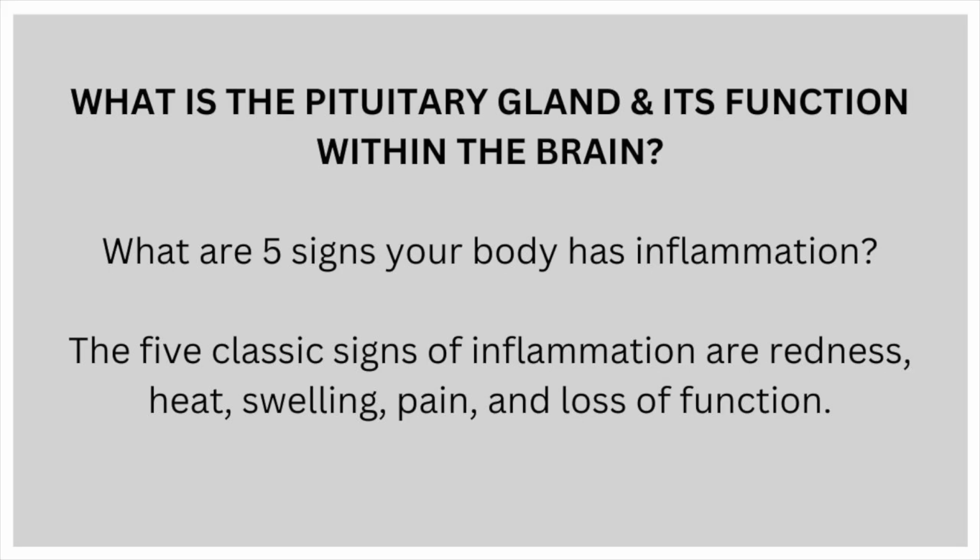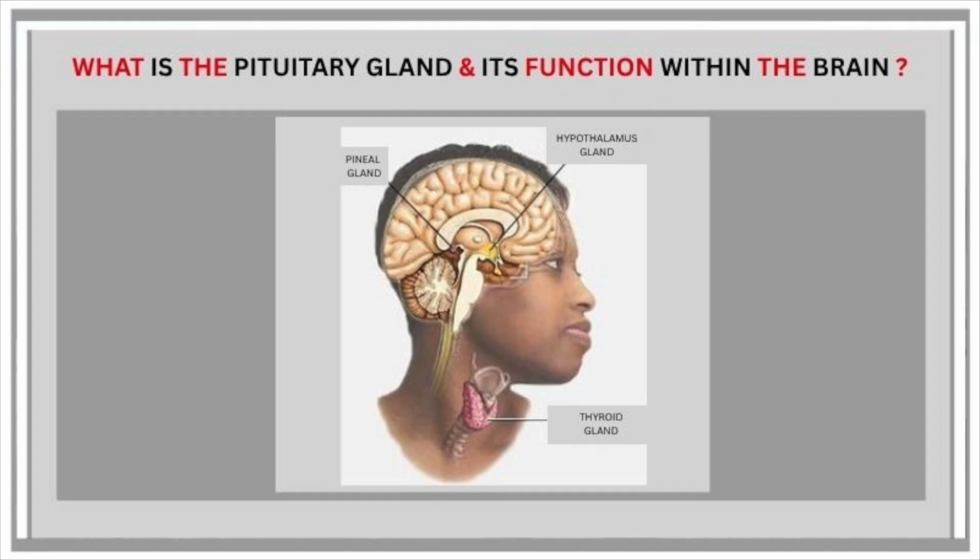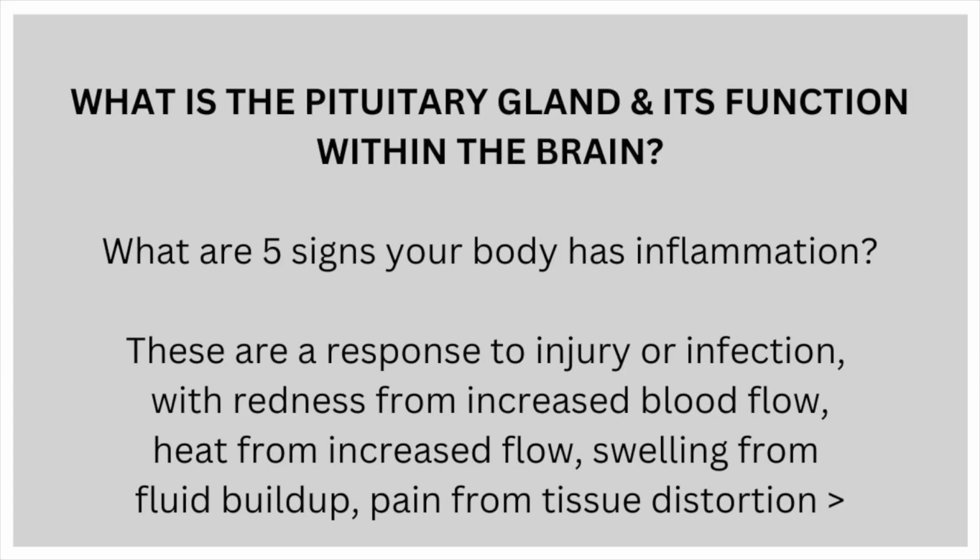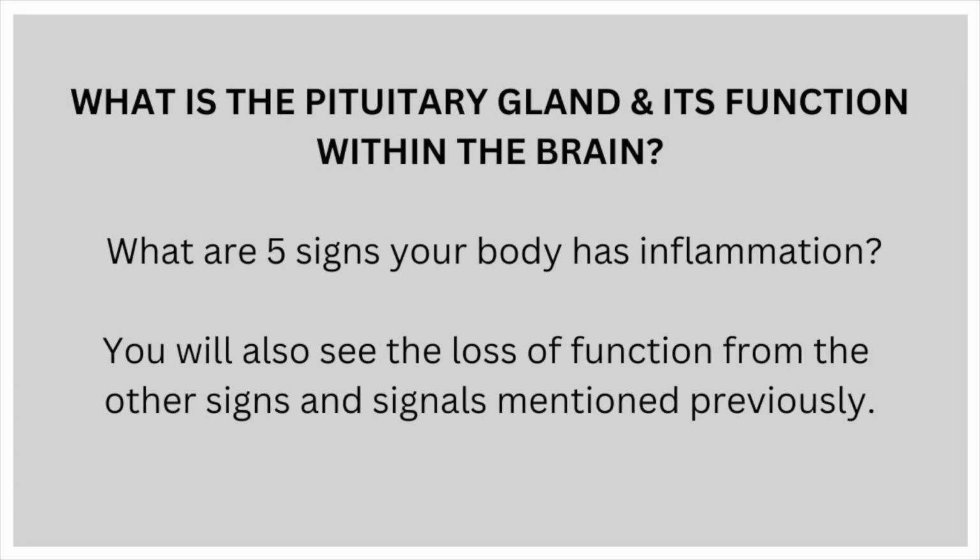What are 5 signs your body has inflammation? The 5 classic signs of inflammation are redness, heat, swelling, pain, and loss of function. These are a response to injury or infection, with redness from increased blood flow, heat from this said increased flow, swelling from fluid buildup, and pain from tissue distortion. You'll also see the loss of function from the other signs and signals mentioned previously.